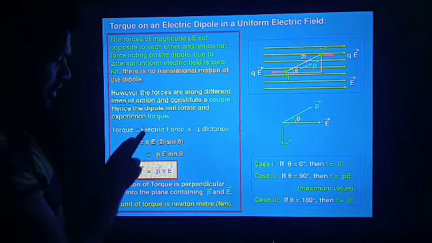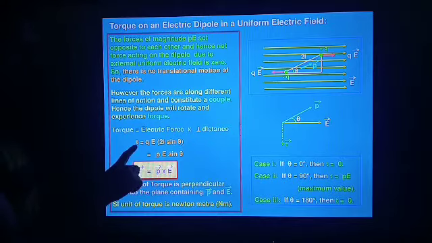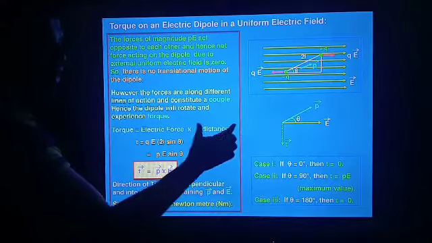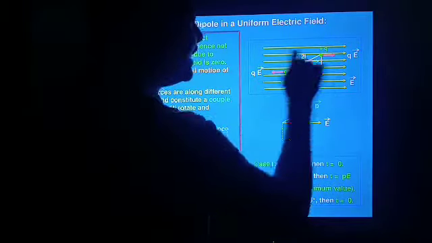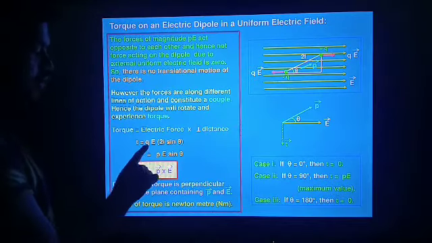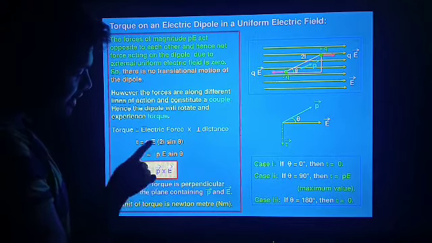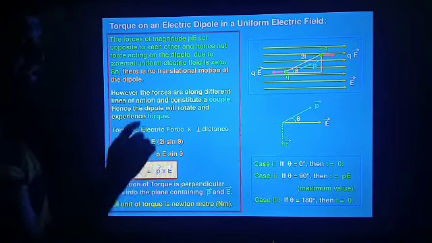Now see. Torque is equal to electric force into perpendicular distance. So torque tau is equal to QE. QE is the force and the perpendicular distance was 2L sine theta, as mentioned in the diagram. So tau is equal to QE into 2L sine theta, which is 2QL into E sine theta, that is P E sine theta. So this is the torque, P E sine theta.